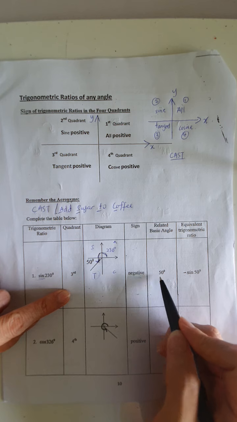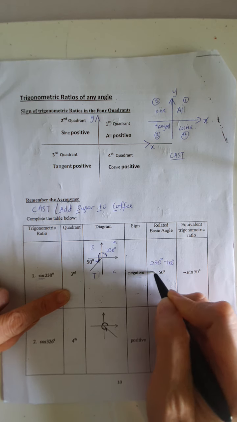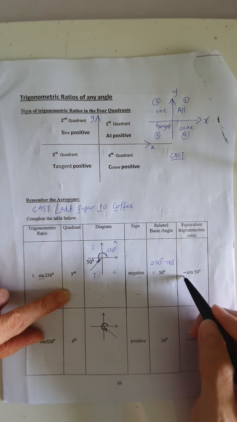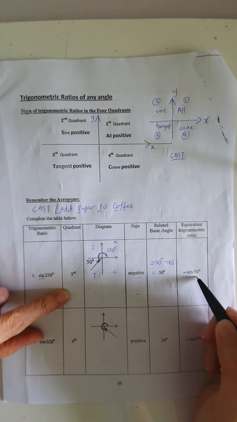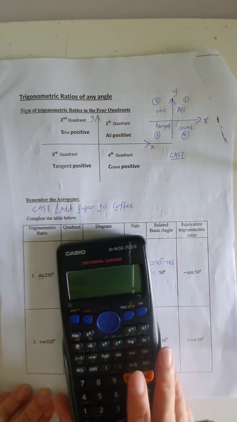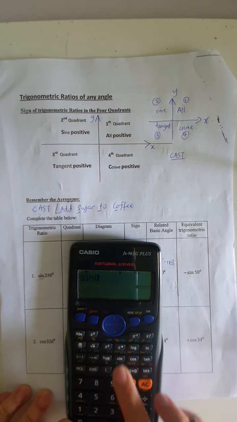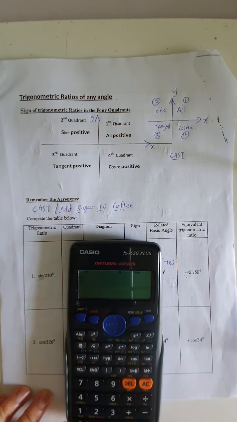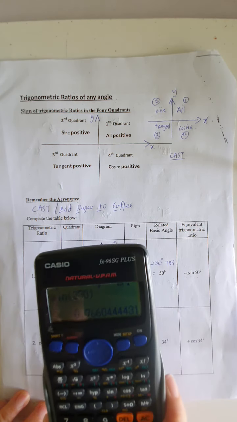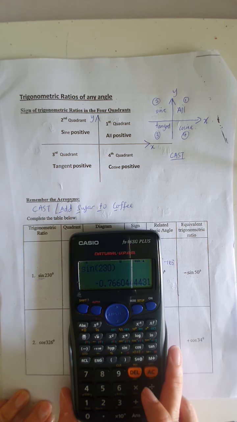What is my basic angle? Yes, this is 230 degrees minus 180 degrees, and that's my basic angle. So I'm going to write it in an equivalent trigo ratio, which is sine 50 degrees. Now if you don't believe me, get a calculator. You key in sine 230, and you actually get negative 0.766.